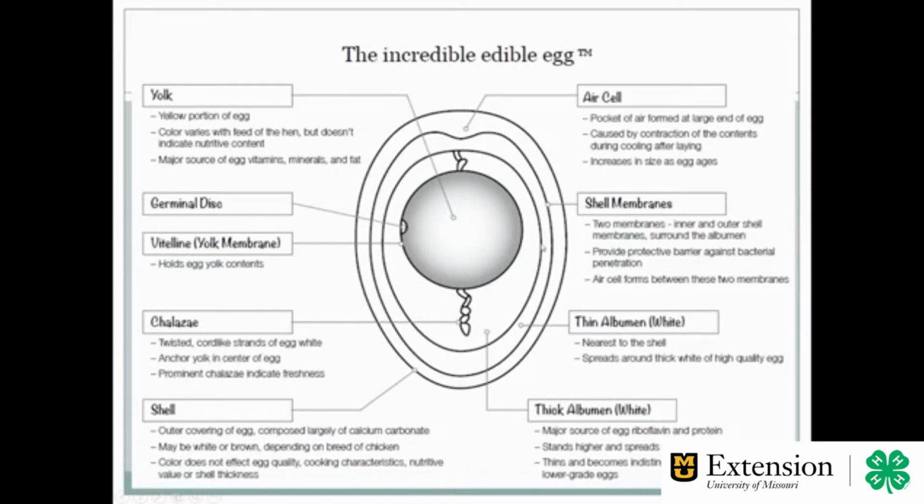So the thin albumin is nearest to the shell, and it spreads out quite thin, and we'll see that when we dissect our egg as well.